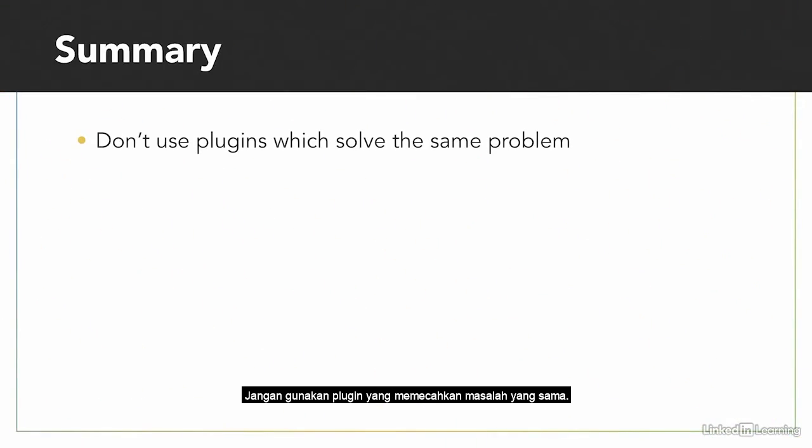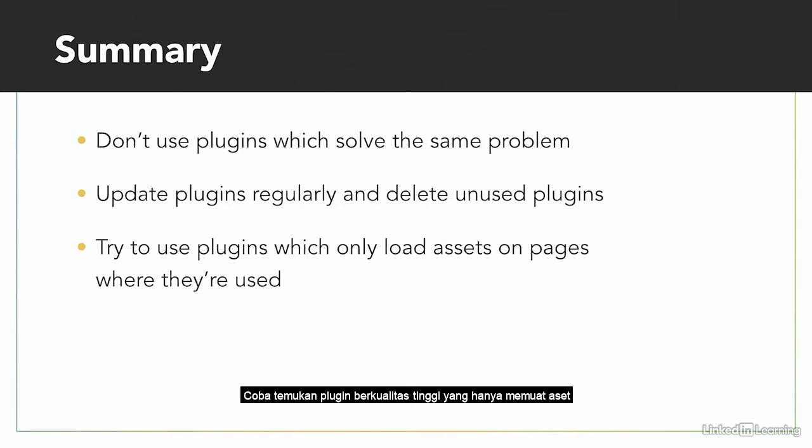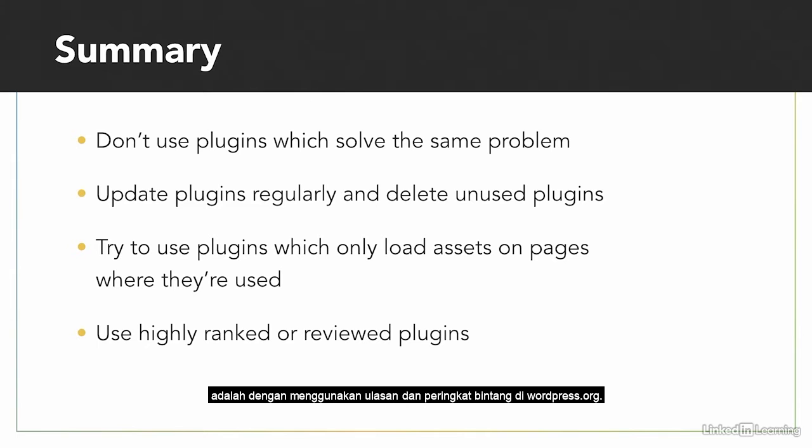To recap, don't use plugins which solve the same problem. We see this all the time. Go ahead and delete unused plugins and update your existing plugins regularly. Try to find high-quality plugins that only load assets on the pages they're used. For plugins that do need to load assets on each page, you can try to find plugins or settings that adjust this functionality. You can also use general performance plugins, which can limit other plugins, or you can custom code your own solutions. And the best way to find high-quality plugins is to use the reviews and star ratings on WordPress.org.